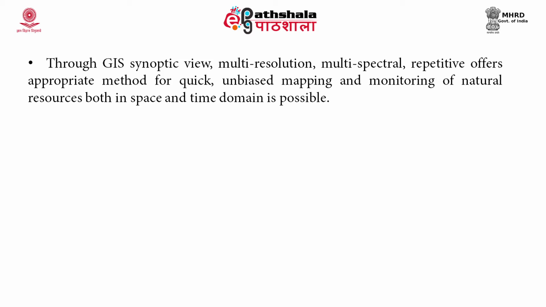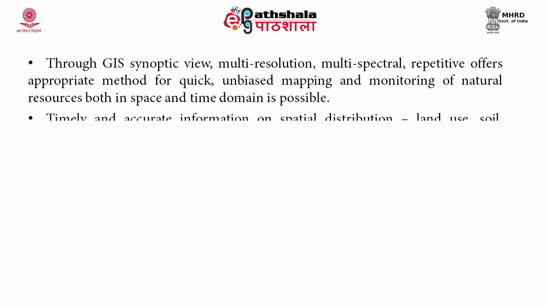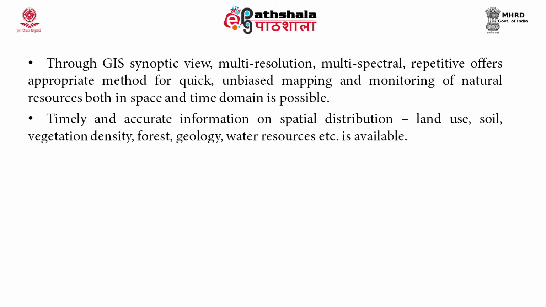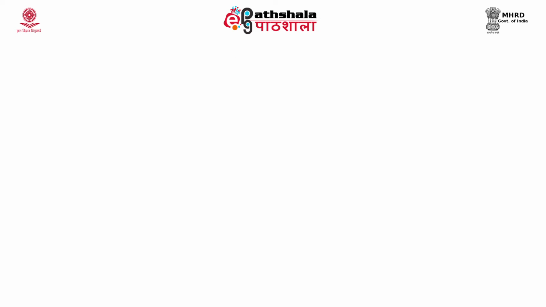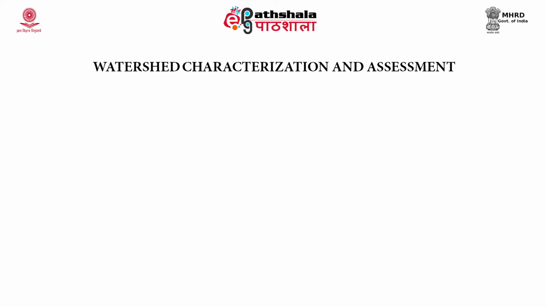both in space and time domain is possible. Timely and accurate information on spatial distribution, land use, soil, vegetation density, forest, geology, water resources, etc. is available. Remote sensing data help in delineation of ridgeline, characterization, prioritization of erosion prone areas, etc. Some of the features of remote sensing and GIS in the study of watershed are as follows. Number 1 is watershed characterization and assessment.